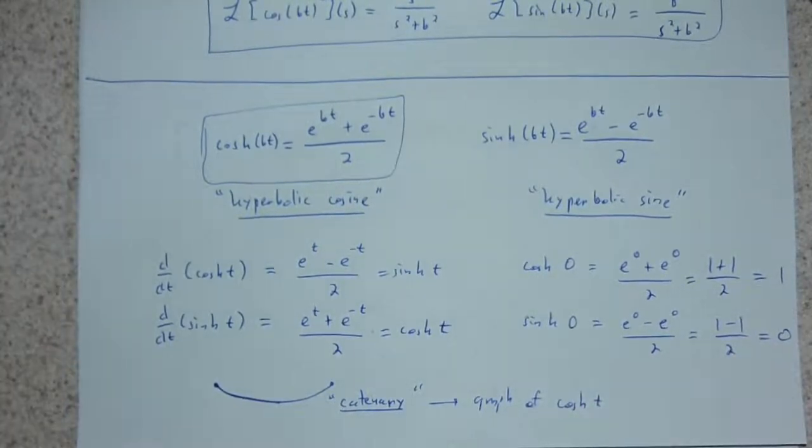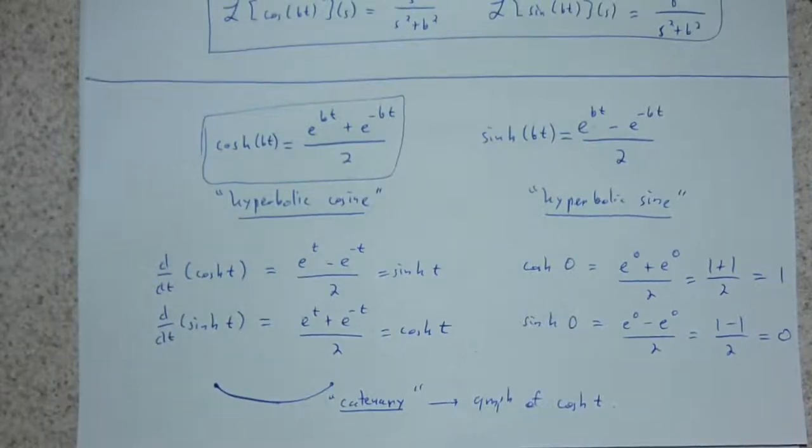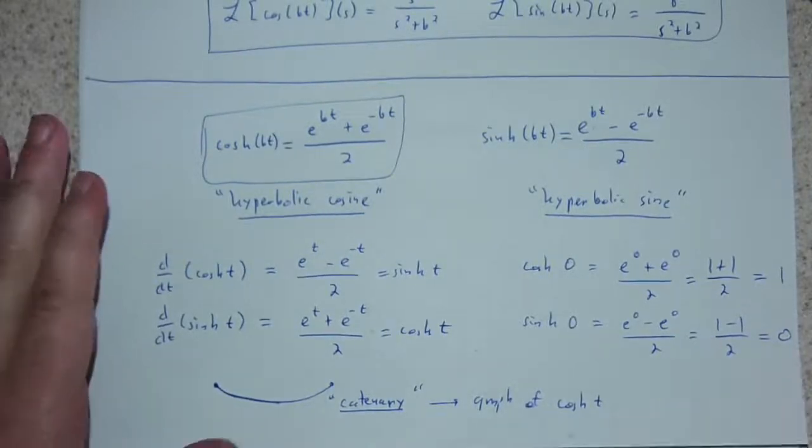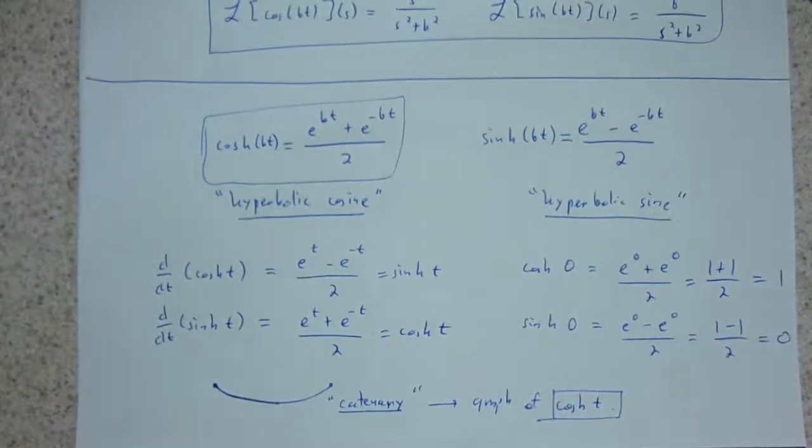Now, not every catenary is a graph of cosh t. It might be the graph of cosh of 10t or something, or cosh of 10t minus 7. It could be some shifted catenary, but the idea is that the basic catenary shape is contained in this hyperbolic cosine function. All right. Okay, that little aspect is not going to be too important for us in this class, but in case you were wondering where it came from, that's an example.